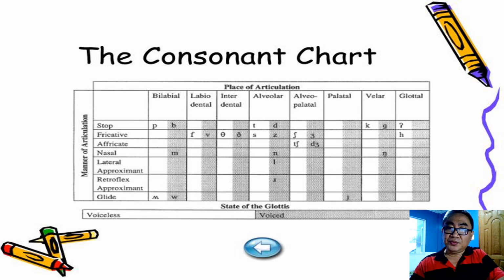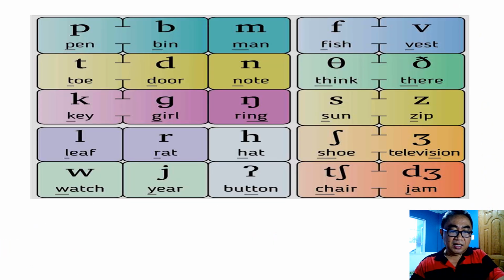Okay, so we have here the examples of the production of consonant sounds like pen, to, key, lift, watch, bin, door, girl, rat, ear, man, note, ring, hat, button, fish, think, sun, shoe, share, vest, there, zip, television, jam. So these are the examples of the production of consonant sounds.